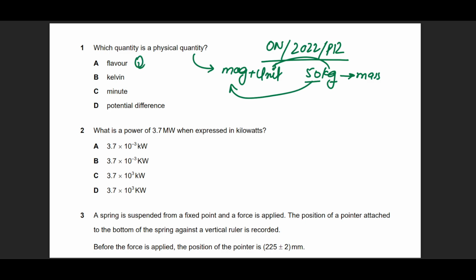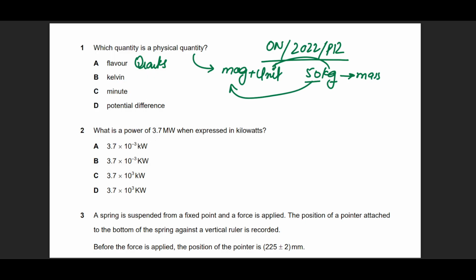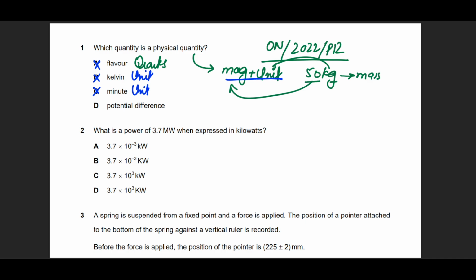So flavor are basically in quarks. It's neither a physical quantity nor is it something that we can measure still. Or does it have a unit? No, it doesn't. Kelvin is a unit of temperature, but it's not a physical quantity completely. It's just a unit. But for a physical quantity, we need both of them. Minute is again a unit of time. So this will be rejected, this is rejected, this is rejected. So by hit and trial, or at least by elimination, we get to point D.